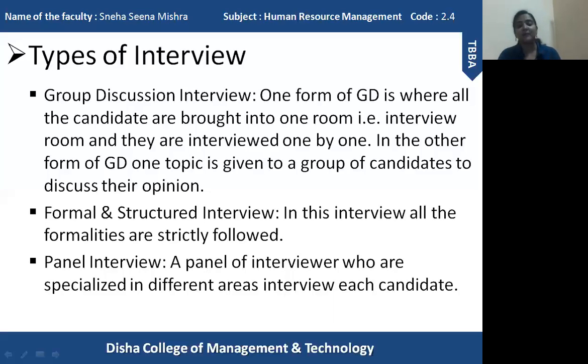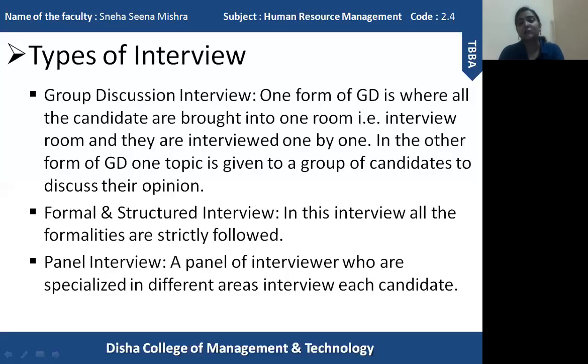Another one is the formal and structured interview. In this interview, all the formalities are strictly followed. The time limits are strictly set: when the interviews are going to be conducted, what the time period should be, meaning the length of the interview, how many people are going to be present in the panel, what their qualifications should be. Each and every detail of the interview must be very precise and specific, and the interview will be conducted in that manner only.